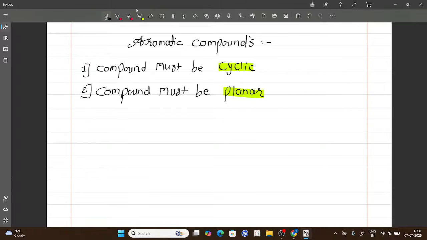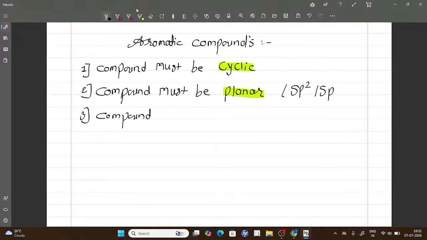The compound which has specifically sp2 or sp hybridized carbon atoms, they are planar. After that, we will see what sp2 and sp hybridized carbons are. Now the next one is your compound must be conjugated.